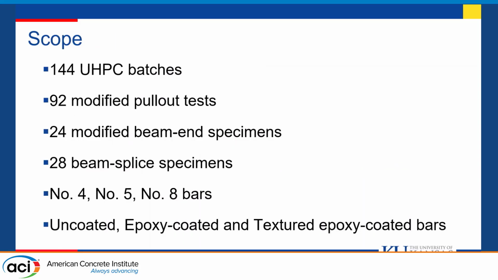So in this research, we prepared 144 UHPC batches. We performed 92 modified pull-out tests. We tested 24 modified beam specimens and 28 beam splice specimens. We evaluated 3 bar sizes, number 4, number 5, and number 8 bars, as they are the most commonly used bars in bridge decks. We have not gone to sizes larger than number 8 because they are not used in bridge decks. And we evaluated 3 bar types: uncoated, epoxy-coated, and textured epoxy-coated bars.